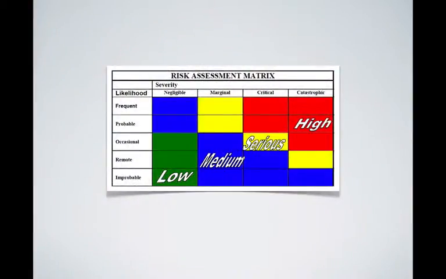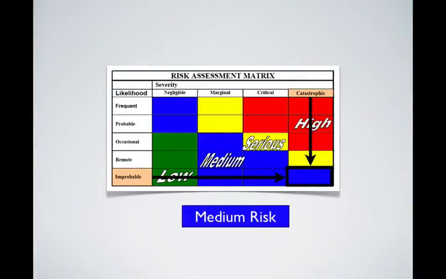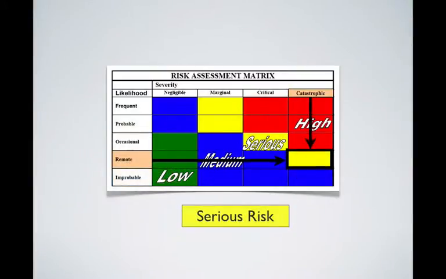The risk matrix is one of the most popular methods. Using the matrix, risk is based on the severity and likelihood of the hazard. For example, a catastrophic outcome with an improbable likelihood would be considered a medium risk. However, if the likelihood was considered remote instead of improbable, then the risk level would increase to serious. Notice how easy it is to get the desired answer simply by changing the likelihood.